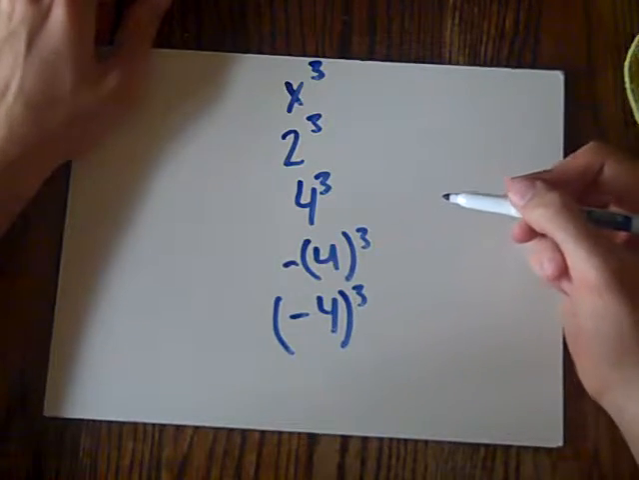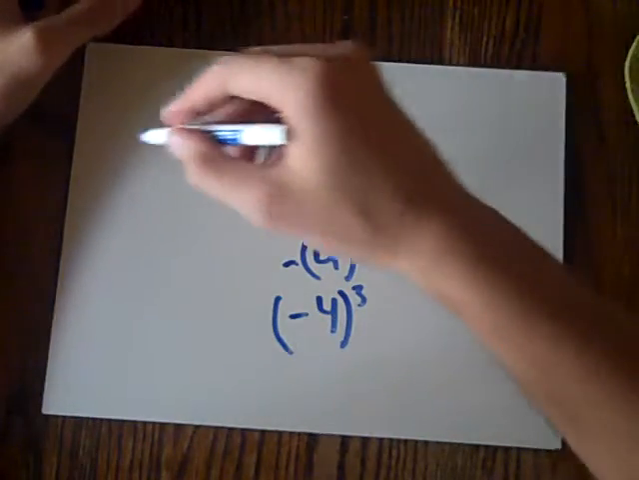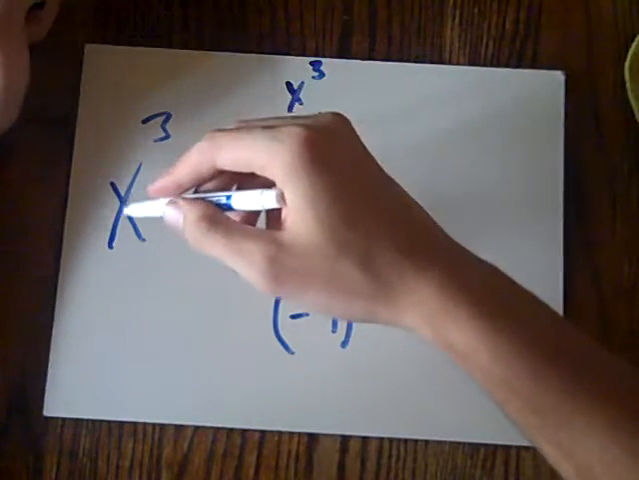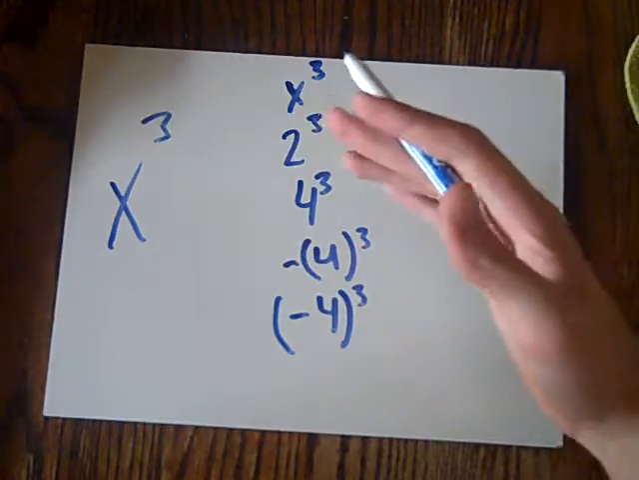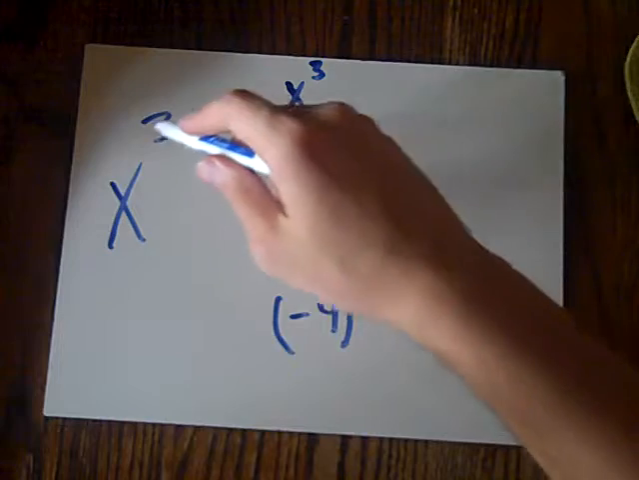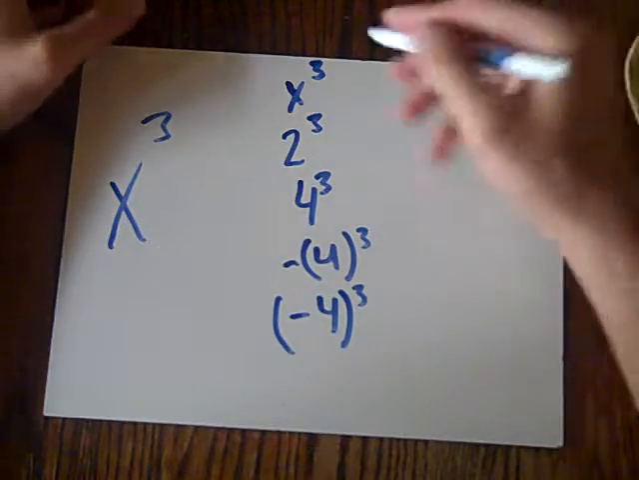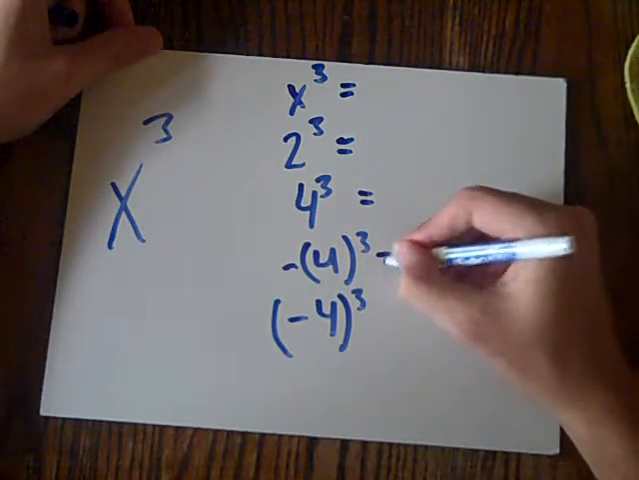So, what we have is x to the 3. How do we say that? X to the 3. We could also say it x cubed. Either way works, it's fine. It still means x to the 3. So, let's get started. What does this mean? I'm sure you're wondering that right now.